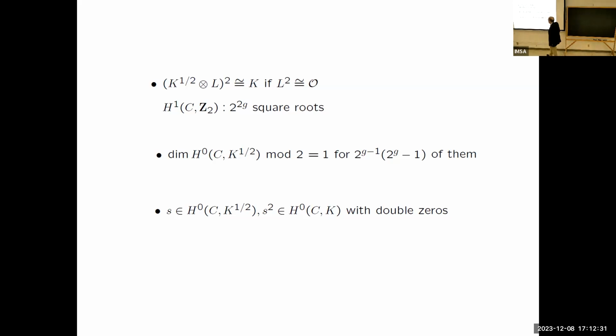If you ask how can we try and recognize what these sections are, how can we bring them back into the real world of differential forms, well, you can take tensor products. So if you have a section of K to the half, and square it, you get a section of K, and so you get a holomorphic differential, but it has double zeros. Wherever s has a zero, s squared has a double zero. And so that gives at least a geometrical interpretation of the sections.